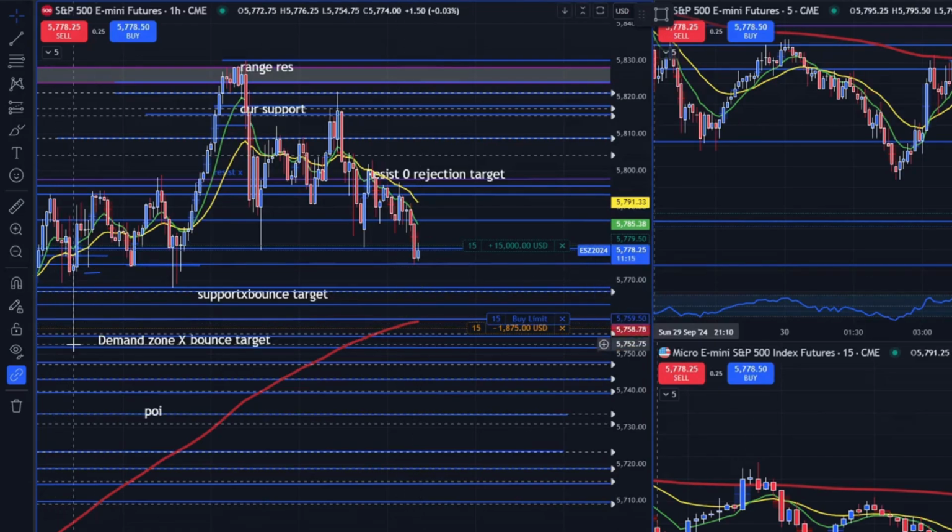Should we come down there, obviously this is the lower level that we would be going to, so we've got to watch out for that. But should we come down to the 200 EMA, just looking for a nice reaction to the upside to put us back in this support bounce target area.